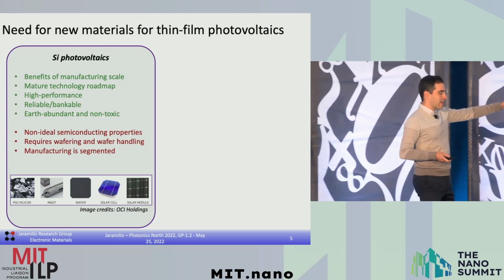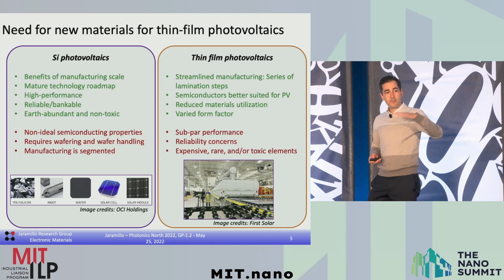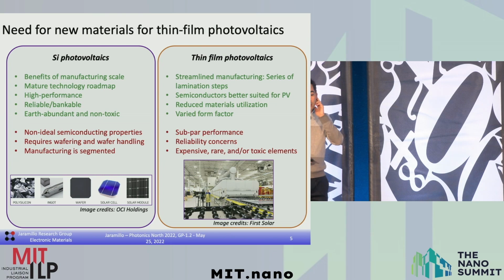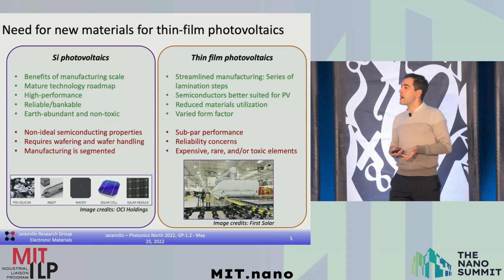So thin film PV is streamlined for manufacturing because it's basically a series of lamination steps. And because of that, you can use semiconductors that are better for solar energy conversion. You get better materials utilization, and you can use various form factors. However, the performance continues to lag. There are reliability concerns, and a lot of the technologies use expensive and rare and/or toxic elements. So there's a lot not to like.